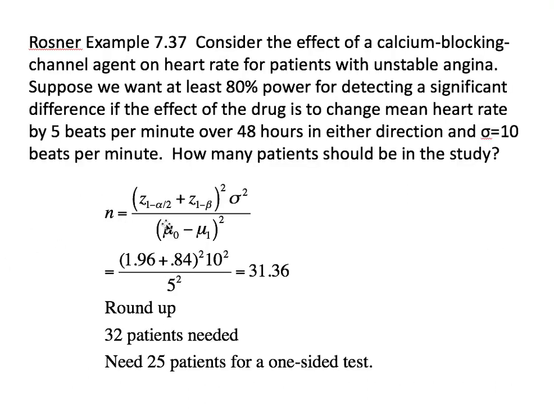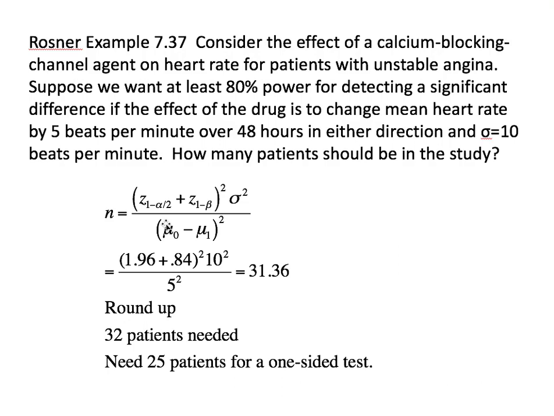So here's an example from Rosner, and it's considering the effect of a calcium channel blocking agent on heart rate for patients with unstable angina. Here we're going to set the power at 80%, and we're also saying that we want to detect a significant difference if the effect of the drug is to change the mean heart rate by 5 beats per minute. Right, so the mean heart rate is changing, so that's the effect size. mu0 minus mu1 is 5 beats per minute. And then it says in either direction, right?